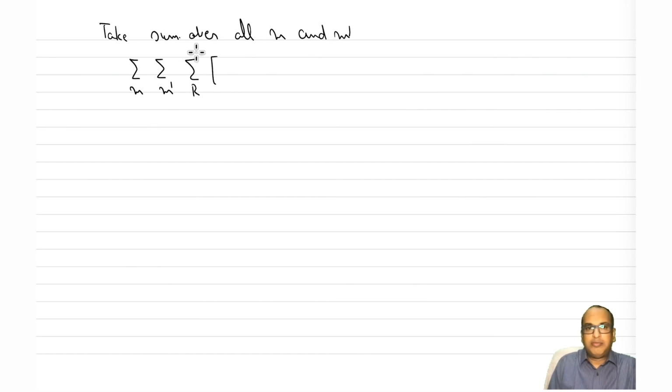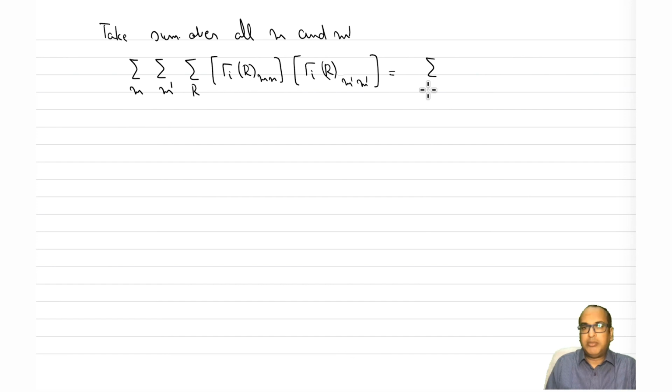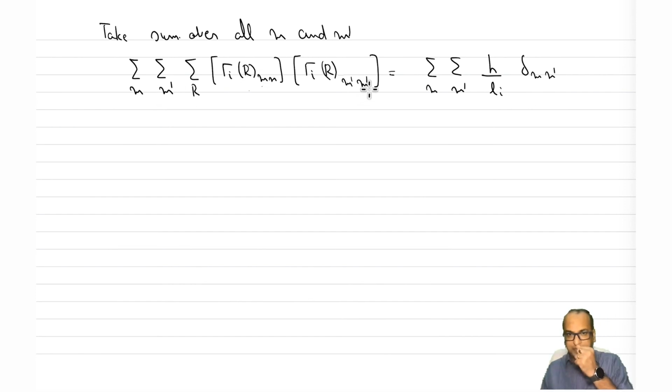So what do we have? Tau I r, tau I r, m prime, and this will be equal to summation m prime, h over li delta m prime, right? Now this summation only applies to the first term because the m index is only over here. M prime will apply only to this one. So we can take these summations inside.